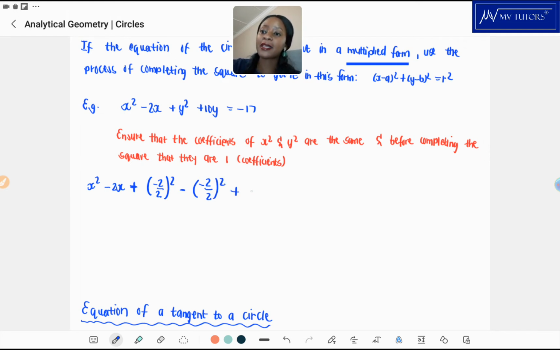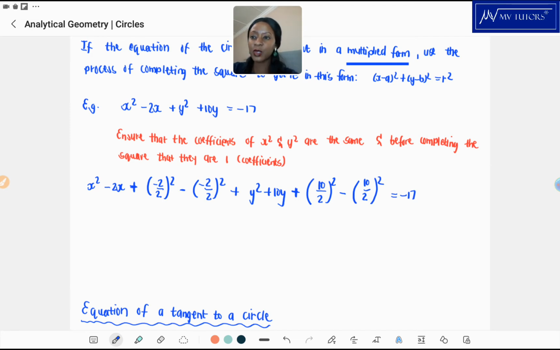Then we get to the y's. So I have y squared plus 10y. Okay, I'm going to take the coefficient of y, which is positive 10, divided by 2, and then square it. And because I added over here, I'm going to have to subtract. Okay. And then again, coefficient of y divided by 2, we square it. And then all of that is equal to negative 17. So what do I do now? I'm going to take this portion here. Okay, put it in brackets. I'm also going to take this portion here, put it in brackets. And then I'm going to take the constants to the other side.